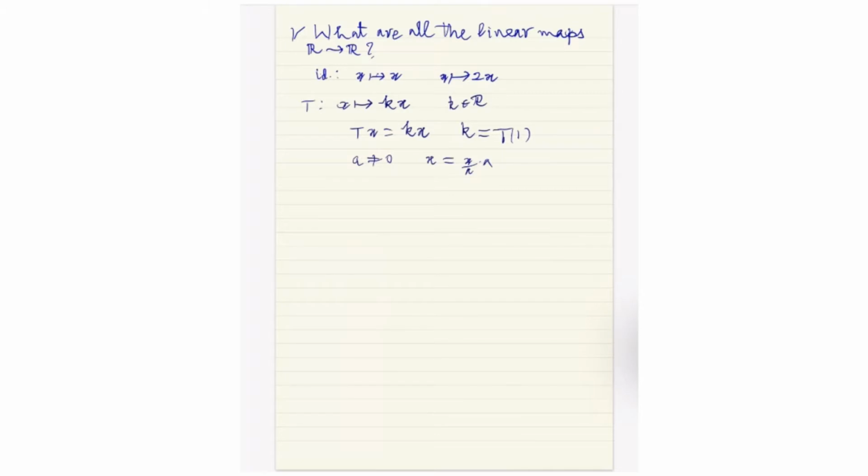What happens if I add something? Suppose I define t of x as kx plus L. Is this a linear map? What condition should the linearity satisfy? t of x plus y equals t of x plus t of y for all x and y. Does this give a linear map for some value of L?